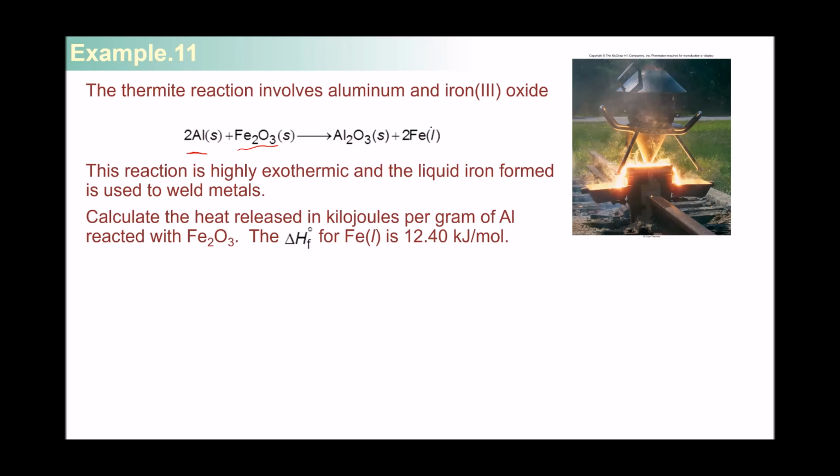So in this example right here, when you react aluminum with iron oxide, it produces aluminum oxide and iron, and this is an extremely exothermic reaction to the extent that it actually produces enough heat to melt iron. And this is why it's typically used to weld metals together. So if you want to calculate the amount of heat released per gram of aluminum, you can calculate delta H of the reaction from the Hess formula, that it equals the sum of number of moles times delta H of formation of the products minus the sum of number of moles times delta H of formation of the reactants.